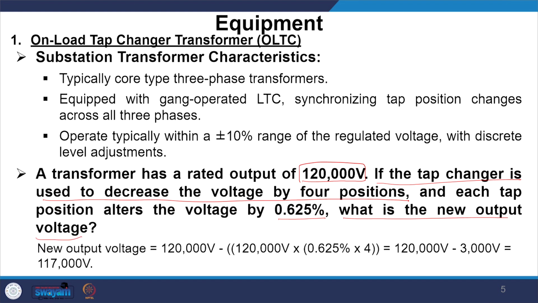Now quite simple, let us calculate. The new output voltage will be 120 kV minus 120 kV times the reduction of 0.625% change in voltage for each step, and there are actually 4 position changes. So finally, the net output voltage will be 120 kV minus 3 kV, which is 117 kV. So this is how you can control the voltage using LTCs, that is, your on-load tap changer transformers.